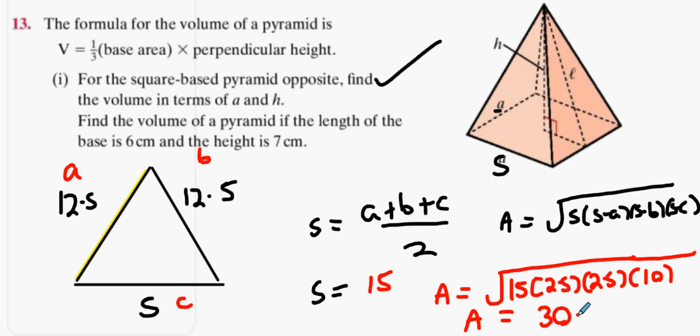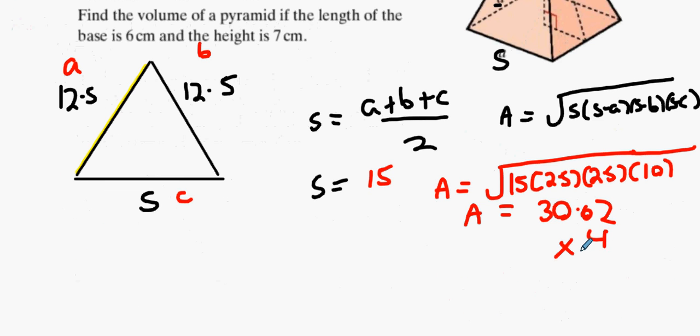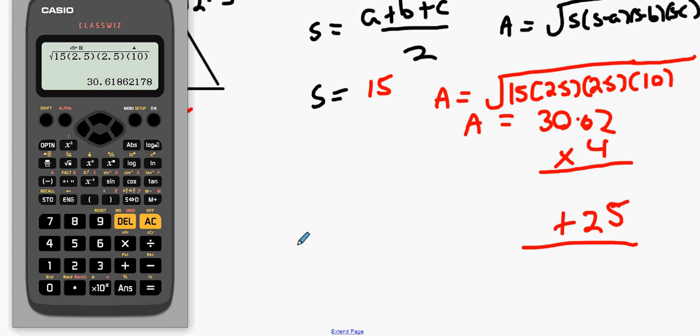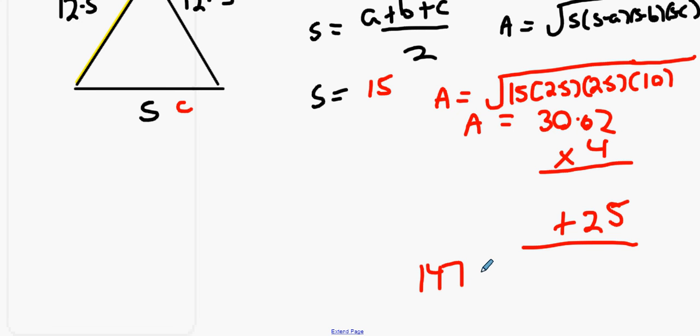Alright. Lads, how many different sides is there? 4. Multiply by 4. Add on the square base. The square base is 5 by 5, which is 25. Multiply by 4, add 25. 147.47 or 148. Actually it rounds downwards. They got 148, I got 147. I think I'm more accurate.